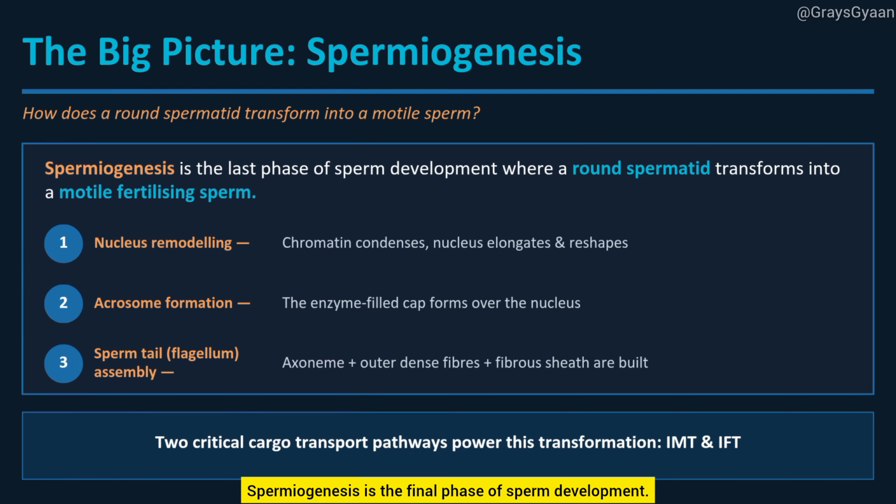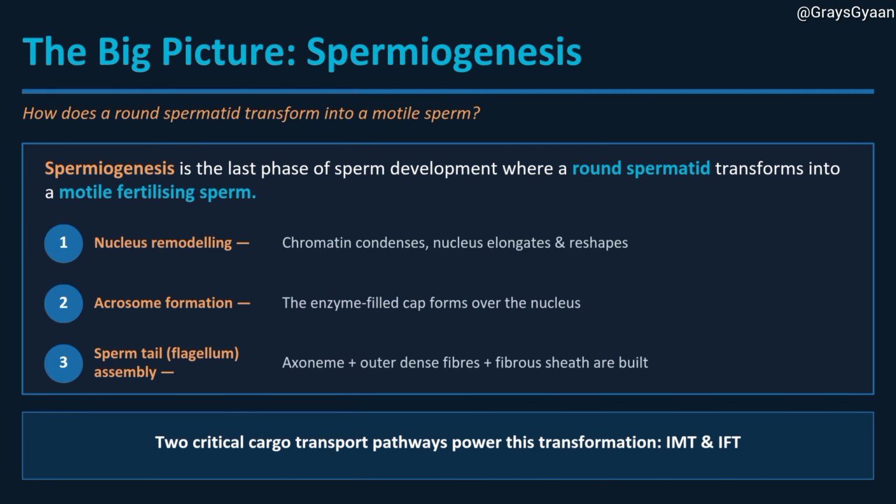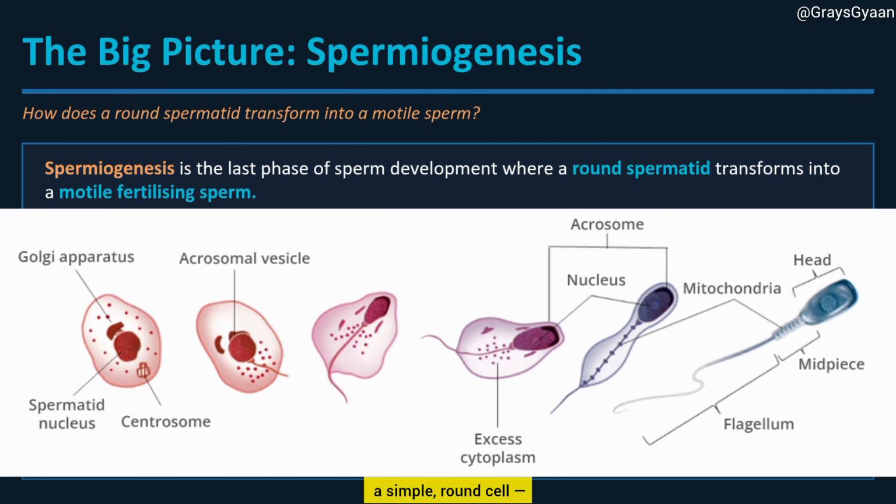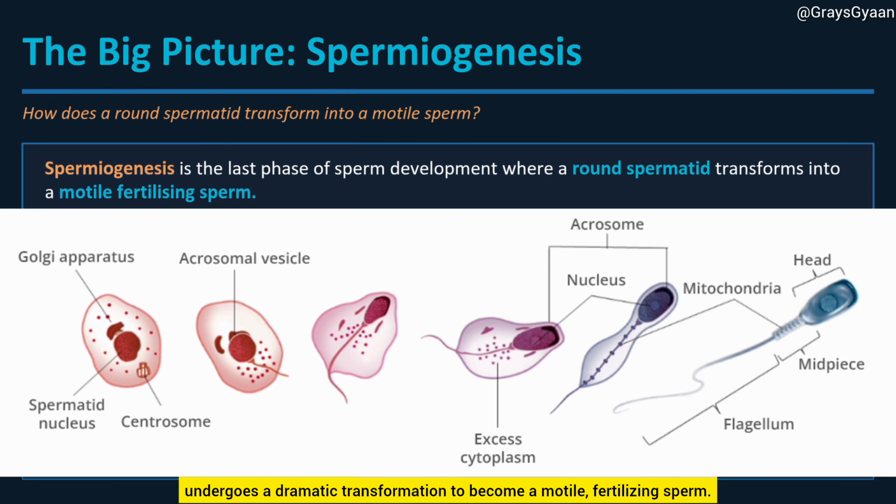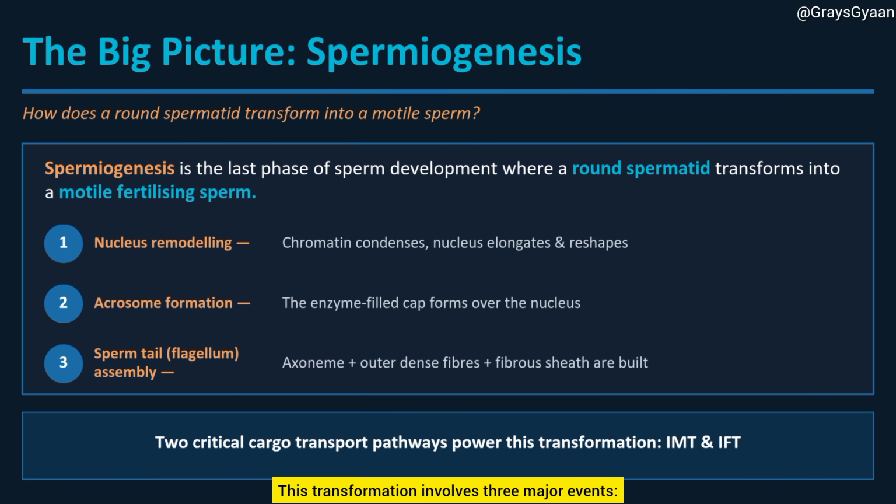Spermiogenesis is the final phase of sperm development. During this phase, a round spermatid, a simple, round cell, undergoes a dramatic transformation to become a motile, fertilizing sperm. This transformation involves three major events.